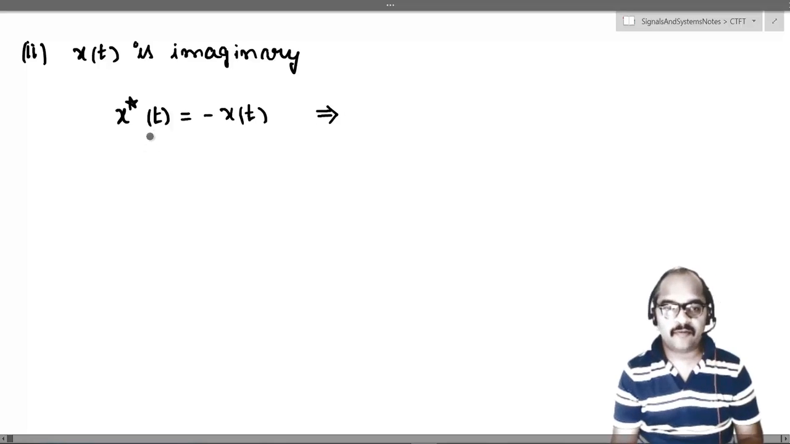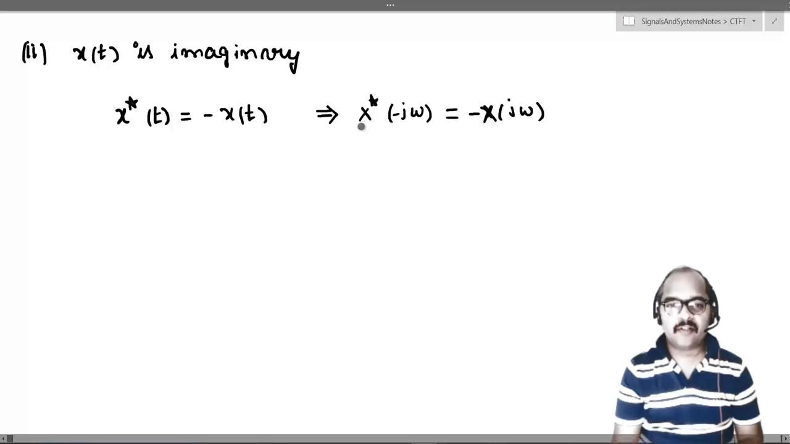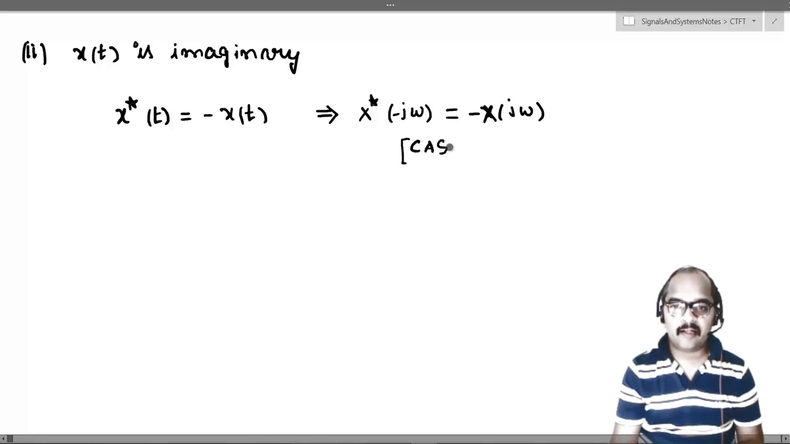So just now we have seen that x star of t will have x star of minus j omega as the Fourier transform, and that should be equal to minus x of j omega. So in frequency domain it translates to x star of minus j omega equal to minus x of j omega. What does this mean? This means that the corresponding Fourier transform is conjugate anti-symmetric. Why? X star of minus j omega is equal to minus x of j omega, so that corresponds to the conjugate anti-symmetry property.